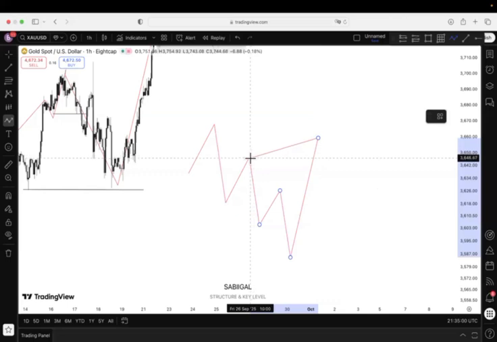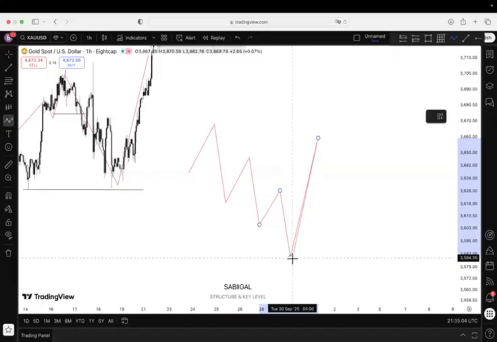Do you call it your higher low? What is it called? Yes, it is a strong low. As a matter of fact, it took out these two lows. It is a strong low.